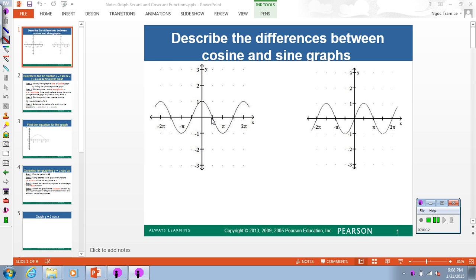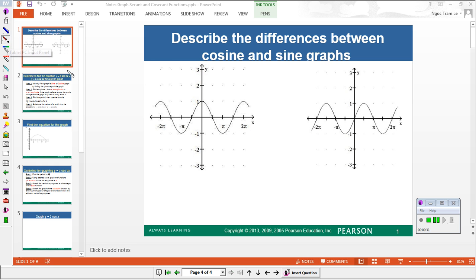Here we are. We ask you to describe the differences between the two graphs, and we do not give you the name of each graph. So let's hope that you will be able to find out which one is cosine and which one is sine. Okay, so here we are. Let's start with the first graph.